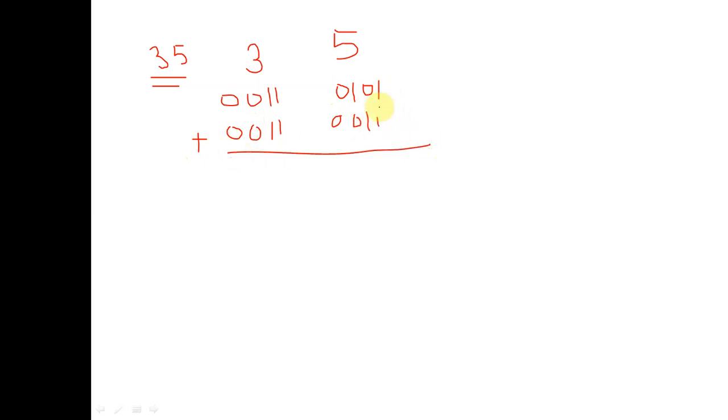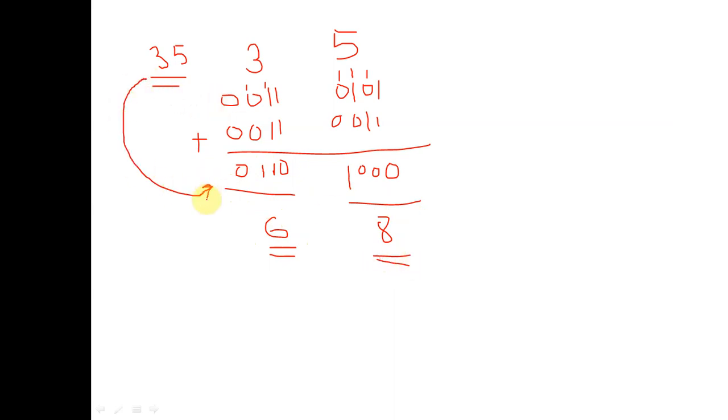So 1 plus 1 is 0 with carry 1. Again 1 plus 1 is 0 with carry 1. This one is 1, and 1 plus 1 is 0 with carry 1. 1 plus 1 is sum 1 with carry 1, and this one is 1 and this one is 0. So look here, this number is 8 and this number is 6. So this is the excess 3 code of 35.